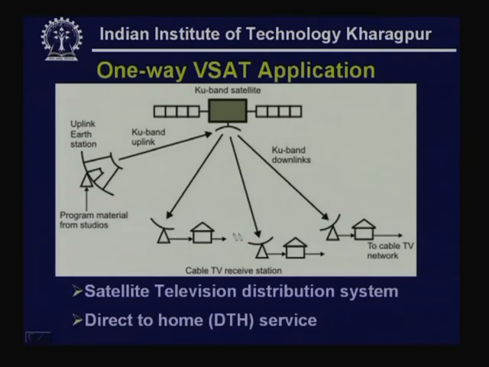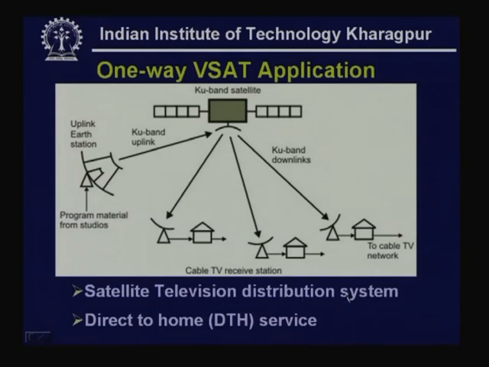So, this is the Ku band uplink, and here is the Ku band downlink, whose signals are received by the cable TV operators, and then they distribute them to the households. So, this is a satellite television distribution system.